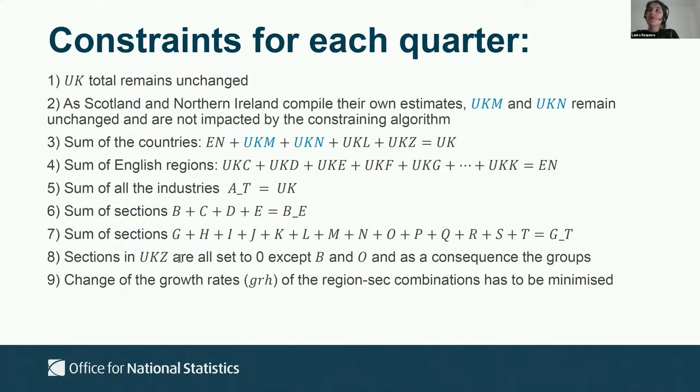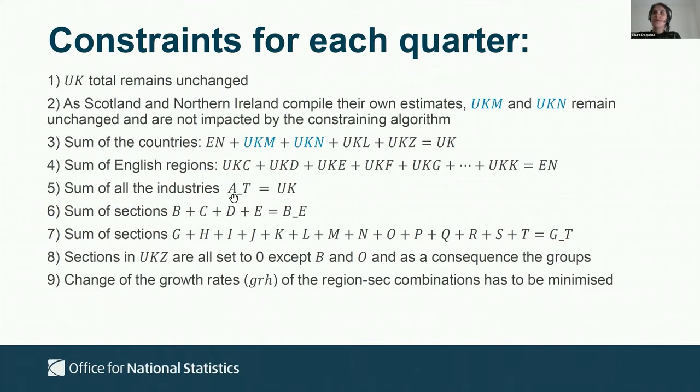Okay, the constraints for each quarter are simple to explain. The UK total, the national one, remains unchanged. As Scotland and Northern Ireland compile their own estimates, we take them from their statistical offices. So UKM, which is Scotland, and UKN, Northern Ireland, remain unchanged. They can't be altered by the software, so they are not impacted. The sum of the countries in the UK has to equal the total. Then we have UKZ, which represents the extra-regio, any activity that is not done on the mainland. And the sum of the English regions needs to equal England.